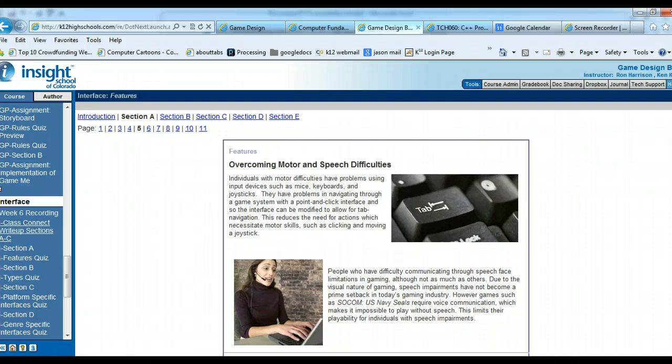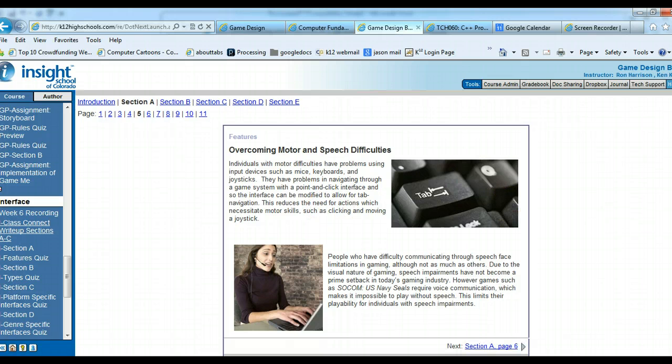Motor and speech disabilities. Motor disabilities would be maybe trouble using their hands or their fingers. So you could use different types of input devices like mice, keyboards, joysticks. You could have voice activated input, different things like that. So you just reduce the number of actions that people need to use with their hands by clicking and moving a joystick. That makes it so much easier than people having to move their hands around a lot.